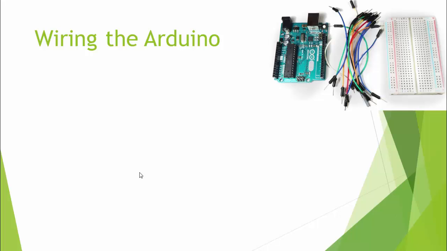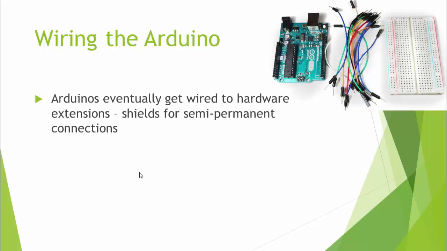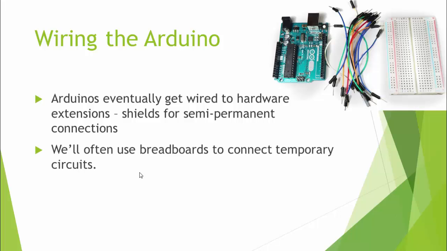So how do we set up these kinds of devices? We wire up the Arduino. For semi-permanent devices, we would create our own hardware shield that essentially sits on top of the Arduino, allowing us to make semi-permanent connections. For our more temporary projects we tend to do in class, we'll use our familiar breadboard and connect it up via some jumper wires.